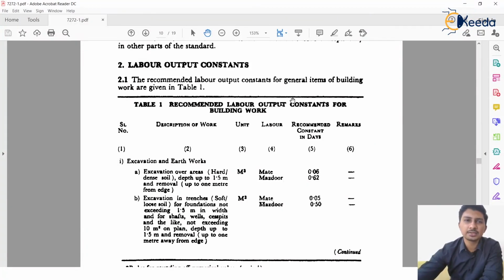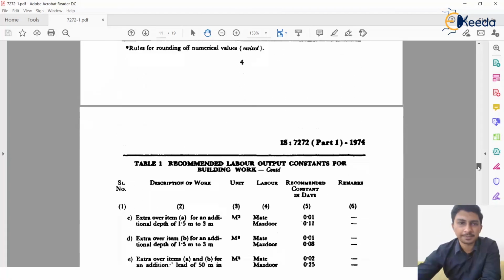I have taken the screenshot from this one only, that for the excavation and earthwork, the details are given: the type of work you need to do, and the unit of that work. Based on that, you need to find out whether the kind of work and unit match with yours or not, so that you can merge them or convert them from each other, and specifically those constants you can pull up from this one.